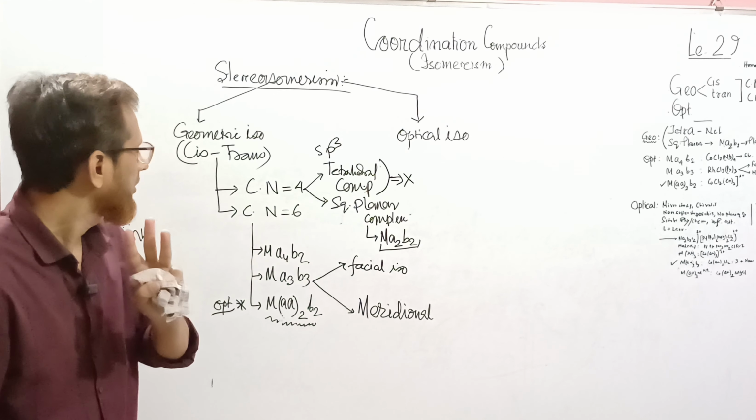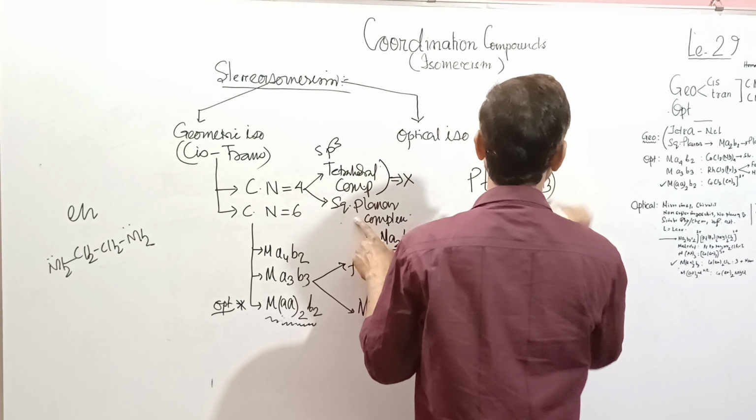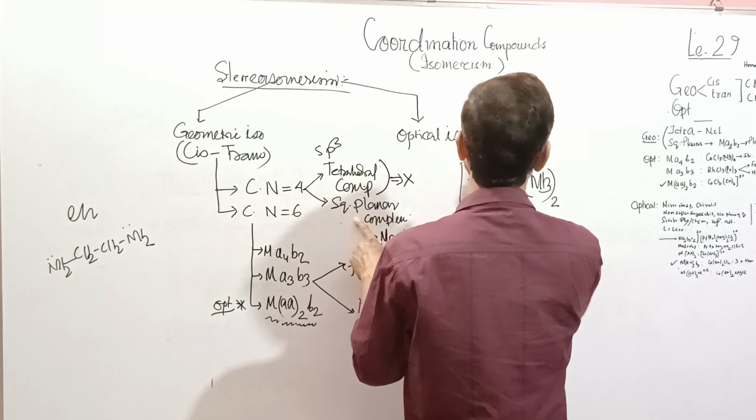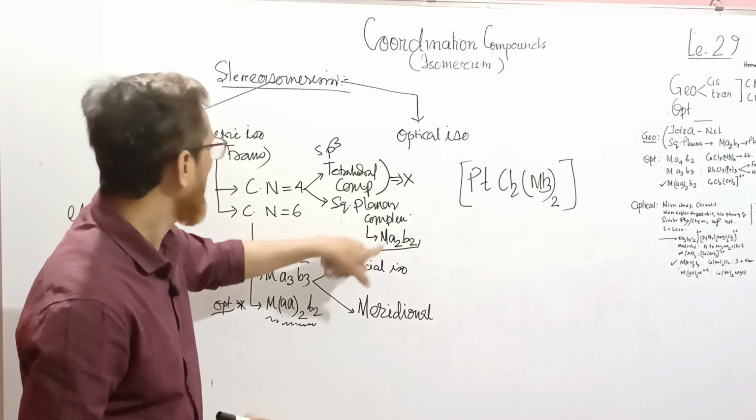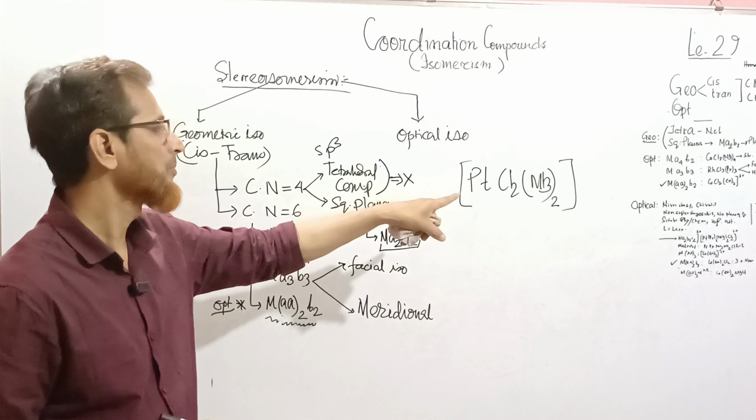Square planar. A square planar complex shows isomerism. I have not given you an example yet. The best example is this: you see it is A2B2, only one type, A2B2.